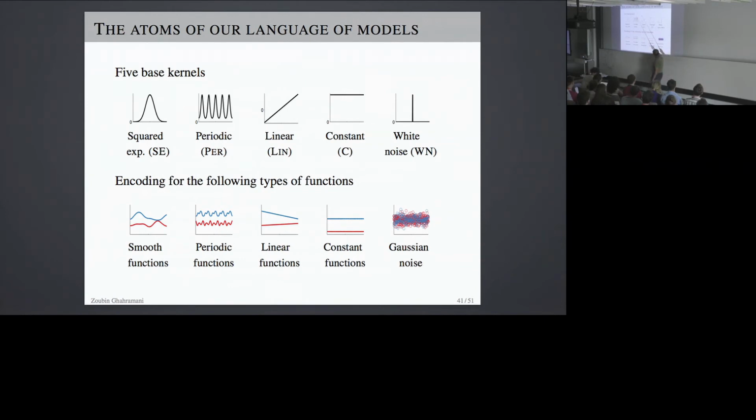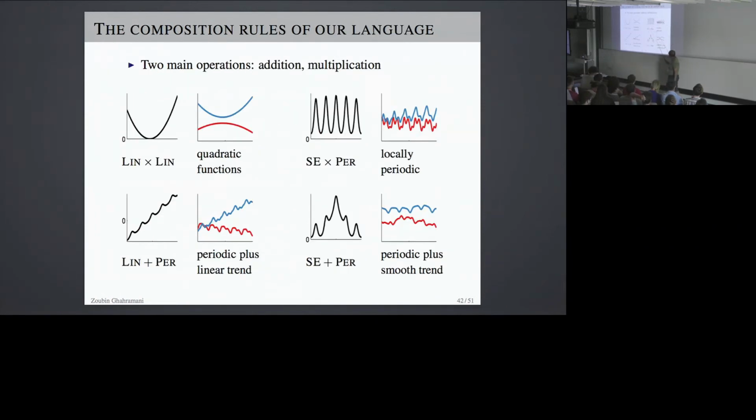And the base kernels that we have in our language, or atoms of our language, are, for example, the squared exponential kernel that corresponds to smooth functions, the periodic kernel that corresponds to periodic functions, the linear kernel that corresponds to linear functions, the constant kernel, and the white noise kernel, which is just noise. So these are the base kernels. And then the nice thing about kernels is that you can combine them with various operations that keep the space of kernels closed. So that's addition and multiplication, for example.